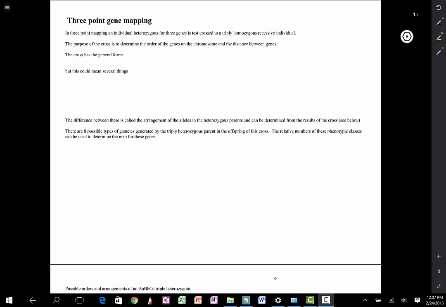Alright, so now we're going to do some three-point mapping. So here we're going to map 3 genes at a time instead of just doing 2-point mapping where we map 2 genes at a time. We can use 2-point mapping to map 3 genes, but we would have to do 3 different crosses. So if we had 3 genes A, B, and C, we'd have to do an AB cross, AC cross, and a BC cross, and then put all those 3 maps together.